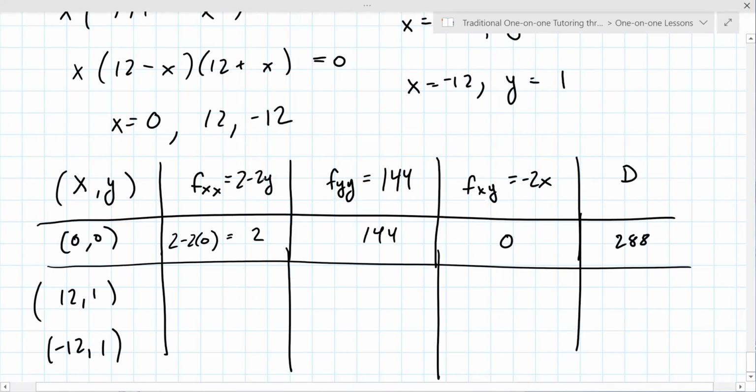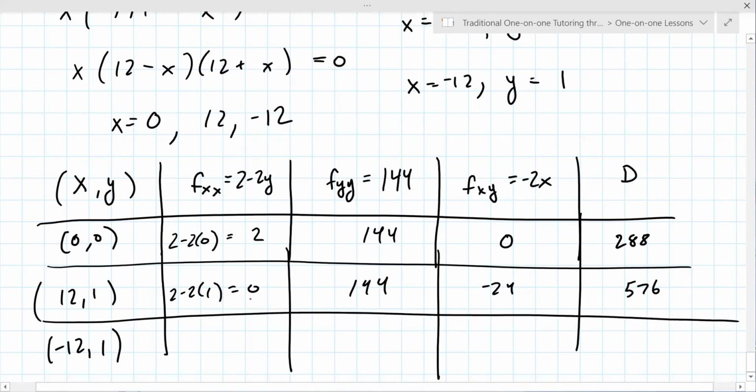So then the next point, 2 minus 2 times 1, so that's 0. Fyy is 144. And then this is negative 2 times 12, so negative 24. Your d is 0 times 144, which is 0, minus this number squared. 24 squared is 576. And then the last one, 2 minus 2 times 1 is 0, and 144. And then this is positive 24, so it's also 576. So they're all positive.